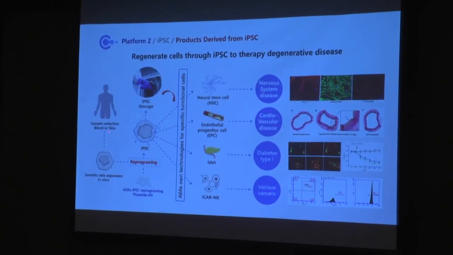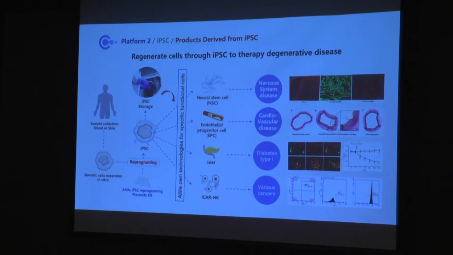The whole procedure is that we take samples of somatic cells, for example skin and blood, PBMC, and we reprogram them to obtain iPS. Some iPS we store, and some we differentiate into neural stem cells, endothelial progenitor cells and islet cells to treat a variety of diseases.